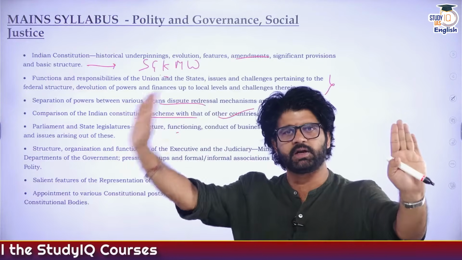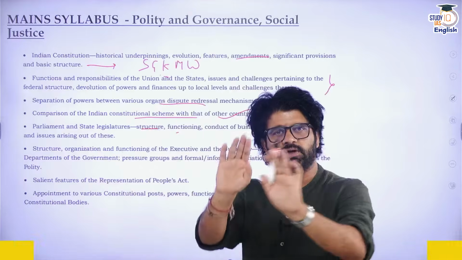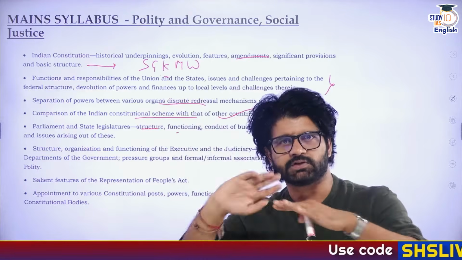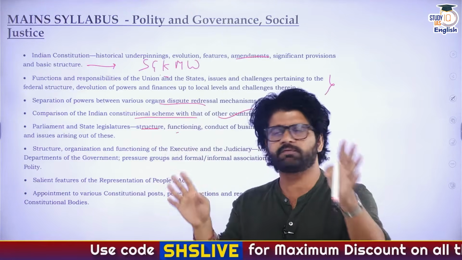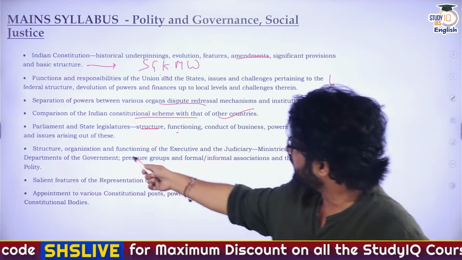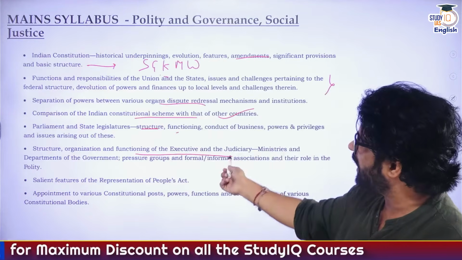When you're reading Parliament, read state legislature. When you're reading PM, read CM. In the same way, this thing follows, because when you're reading president, read governor. More or less the features are the same. Structure, organization and functioning of executive and judiciary, how they are functioning.